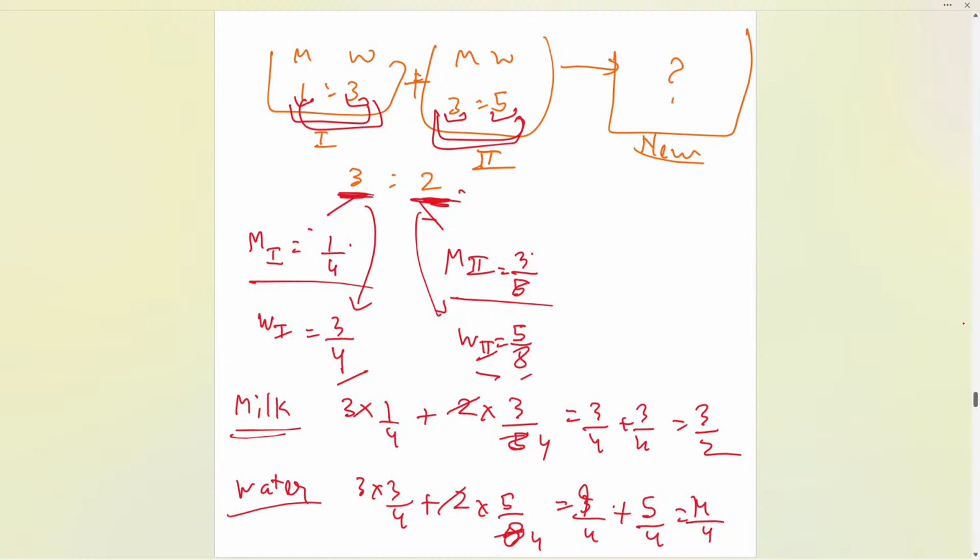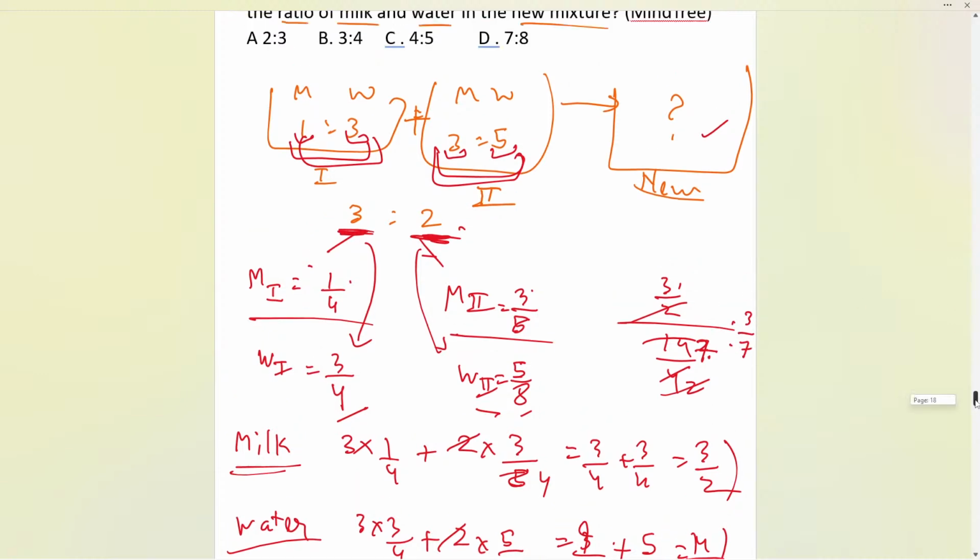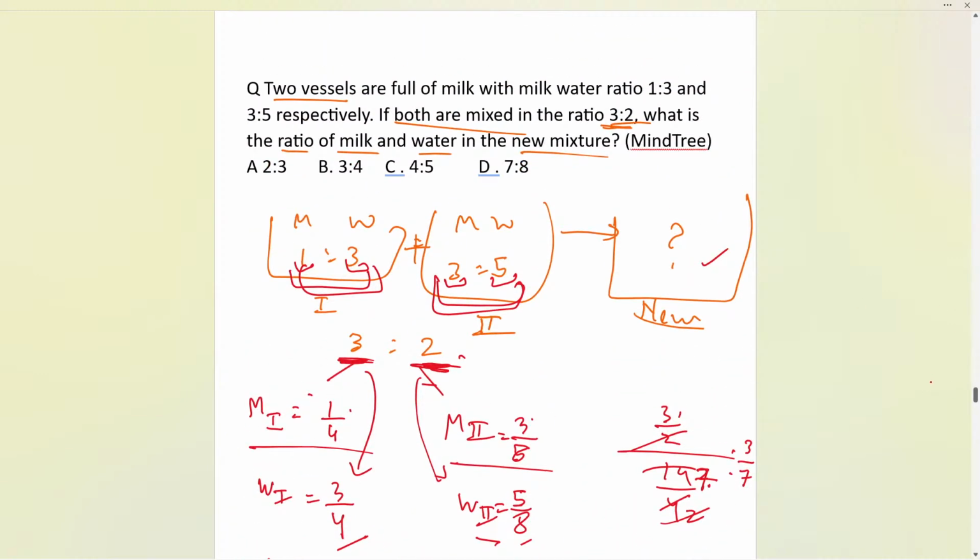What do we need in the answer? The ratio of the final mixture. So 3/2 divided by 14/4. 2 times 2 and 2 times 7, and 2 directly cancelled, only 3/7 is the answer. 3:7 is the final answer we are getting. So I hope it is now clear to everybody. We have got 3/7.